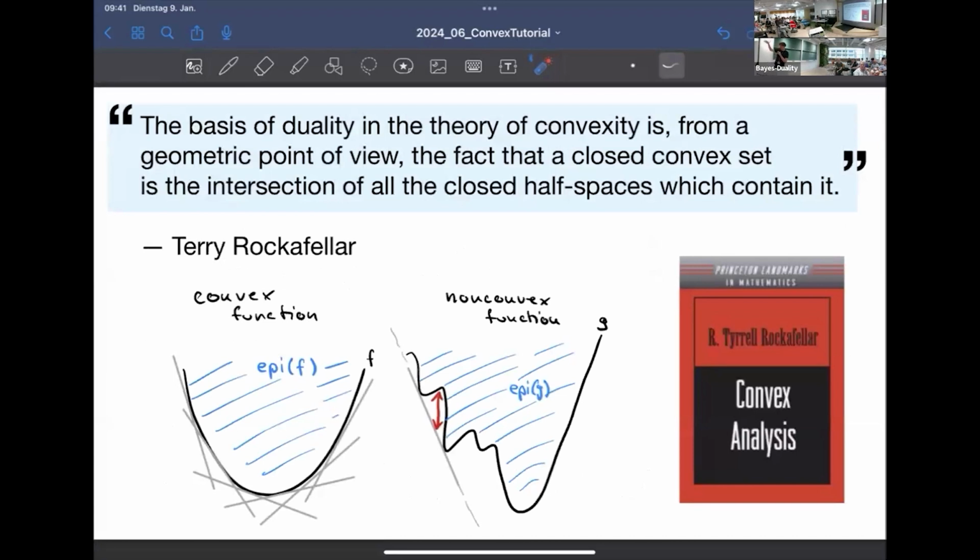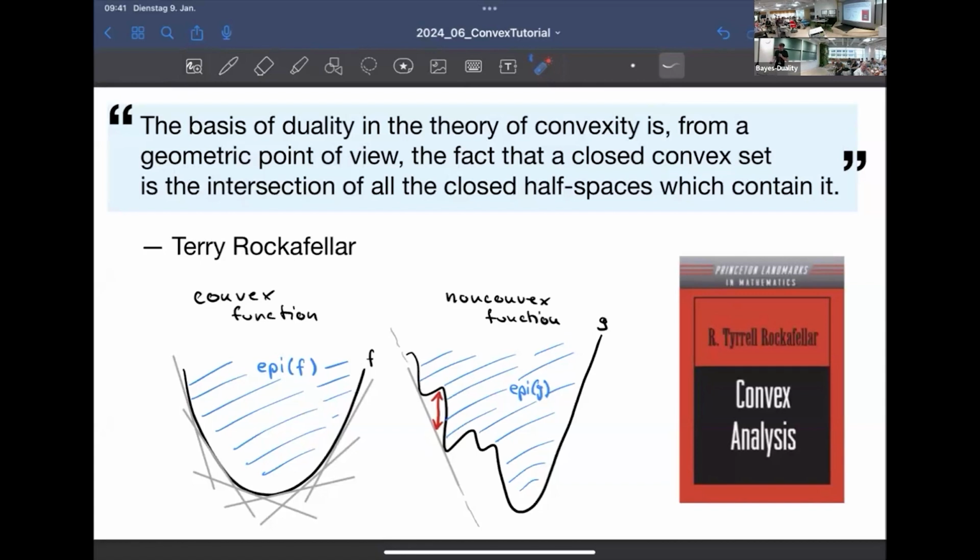He said the basis of duality in the theory of convexity is, from a geometric point of view, the fact that a closed convex set is the intersection of all the closed half spaces which contain it. So he writes this in the introduction of this famous book, Convex Analysis. And I've shown it here on this image.